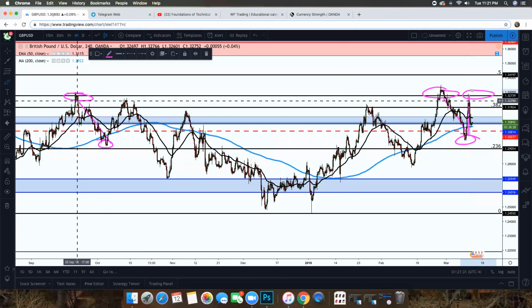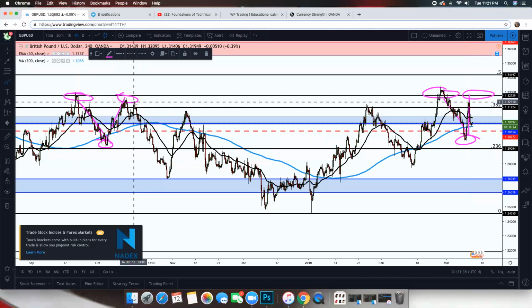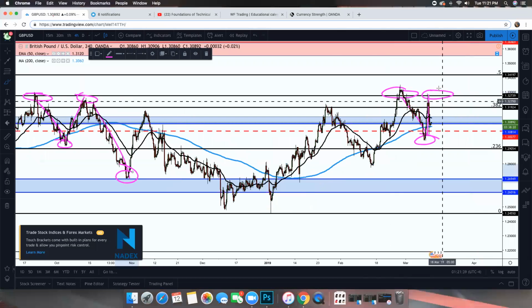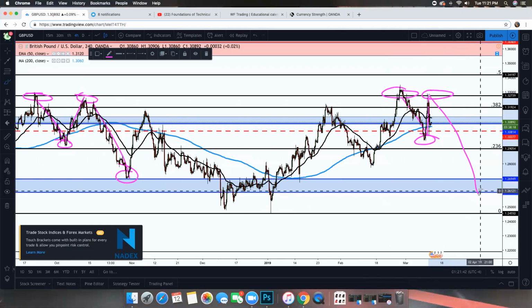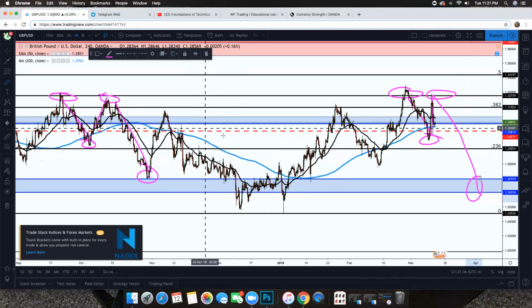What did price do here? Price came down, price came up again, hit the same spot, right? And then look where it dropped. It dropped all the way down. So pretty much this is what I'm expecting, right? That's my move that I'm looking at. And I see that all by back testing.